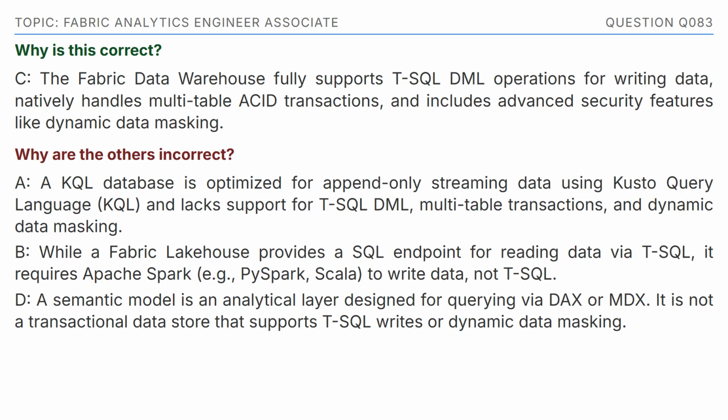Why are the others incorrect? A. A KQL database is optimized for append-only streaming data using Kusto query language, KQL, and lacks support for T-SQL DML, multi-table transactions, and dynamic data masking. B. While a Fabric Lakehouse provides a SQL endpoint for reading data via T-SQL, it requires Apache Spark, e.g., PySpark, Scala, to write data, not T-SQL. D. A semantic model is an analytical layer designed for querying via DAX or MDX. It is not a transactional data store that supports T-SQL writes or dynamic data masking.